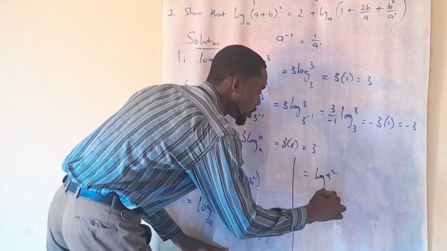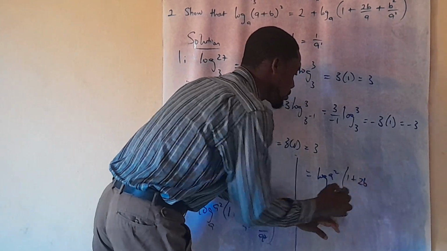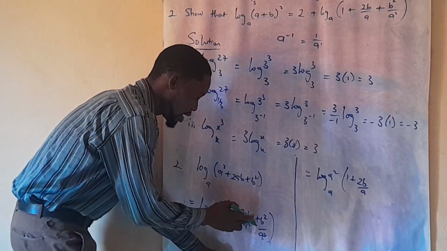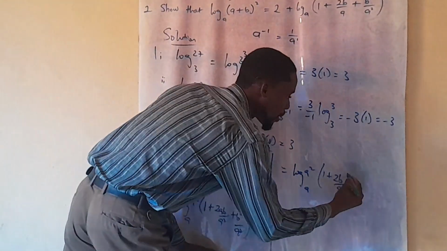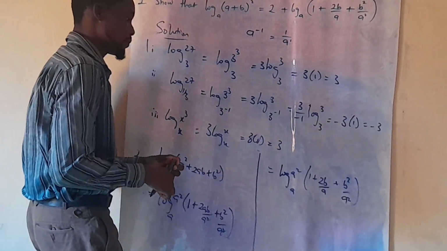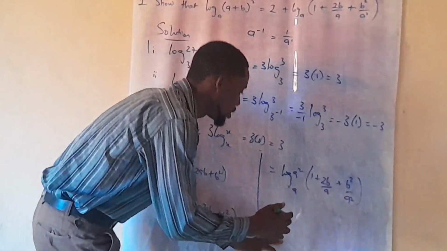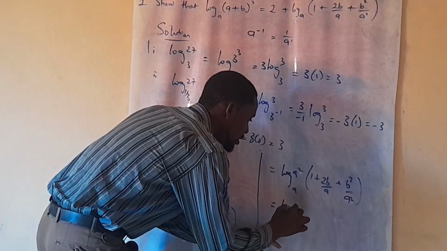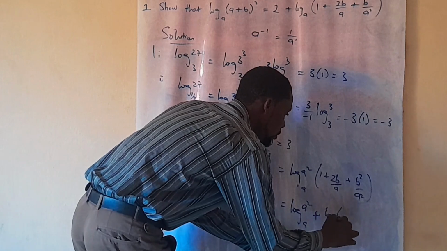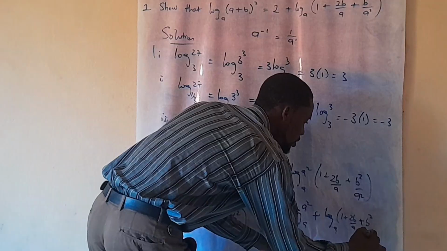Log a squared base a into 1 plus 2b over a, because this will cancel one of this out, then plus b squared over a squared. Then finally, in logarithm, this a squared is multiplying everything here in the bracket, so I can separate it by using addition, by saying log a squared base a plus log base a of 1 plus 2b over a plus b squared over a squared.